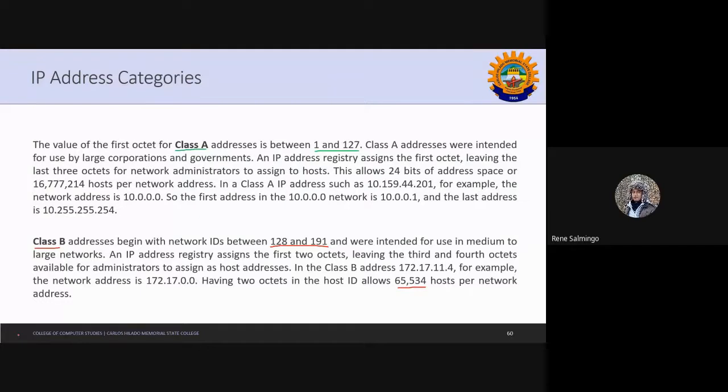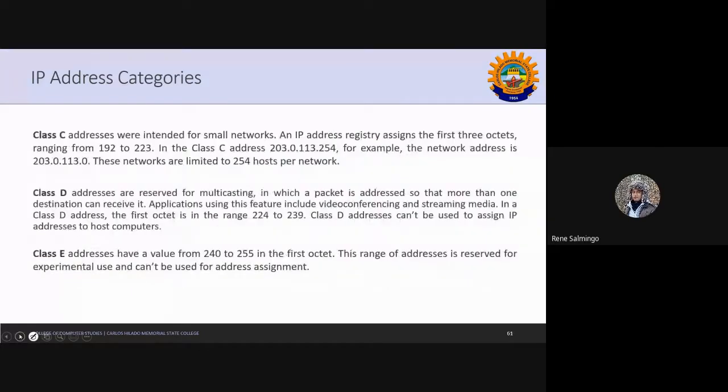Now, for class C, it's intended for small networks. The IP address is assigned to the first octet, ranging from 192 to 223. So this one is class C. We have, for example, 203.1.1.3 up to 203.1.1.254. So class C is limited to only 254 hosts per network.